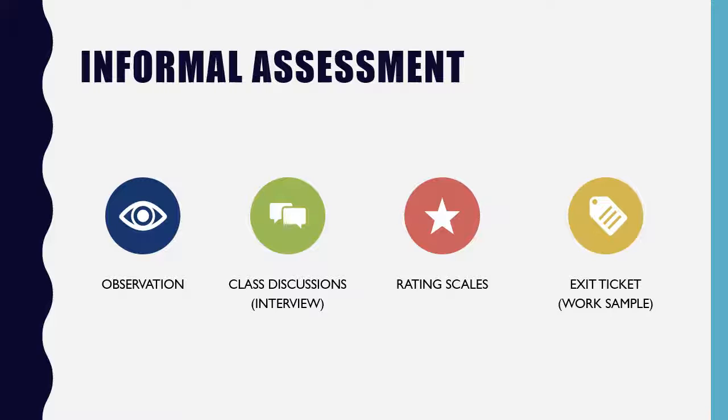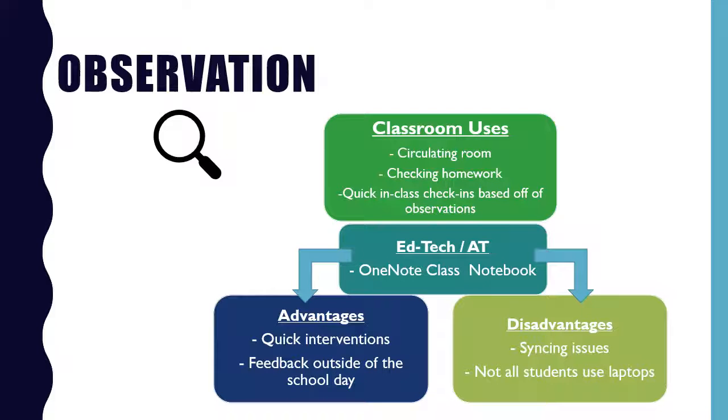more. The 4 types of informal assessment that I'm going to be focusing on are observation, class discussion, rating scales, and exit tickets. These are 4 very different types of assessment that are very beneficial in different scenarios. All of these types of informal assessments can at times be improved or made more accessible to students through the use of assistive technology and ed tech tools.